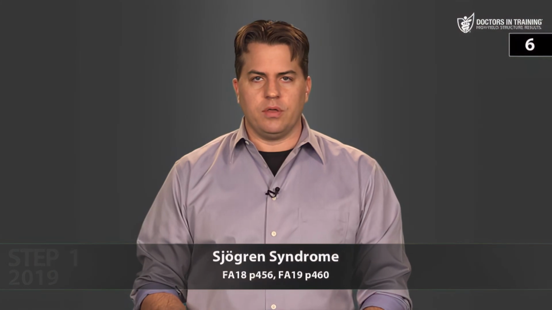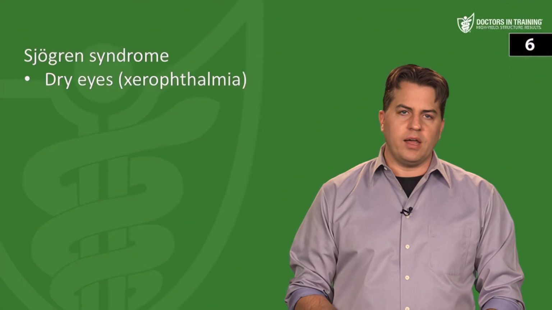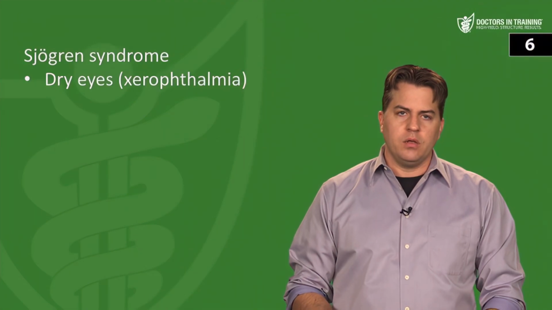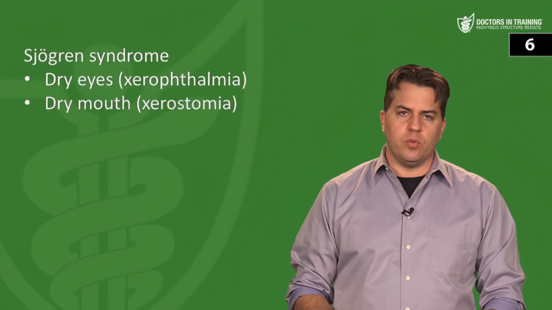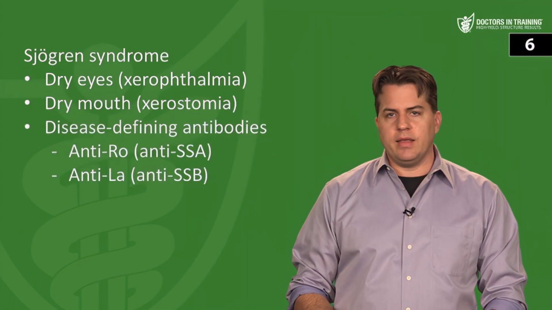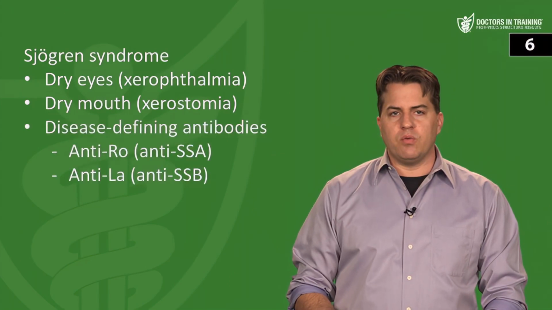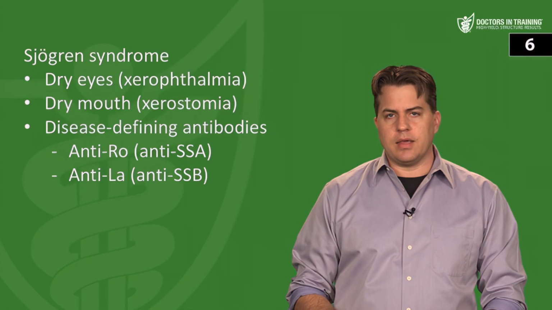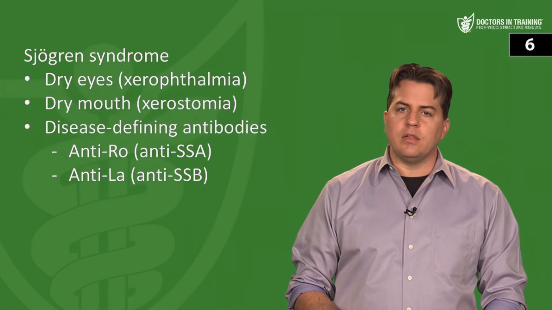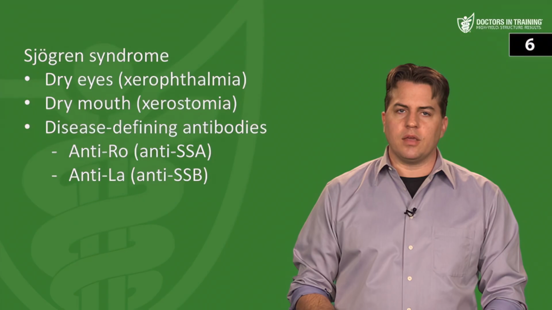Let's move on to Sjogren's syndrome. First, the basics. Sjogren's syndrome consists of a triad of dry eyes, called xerophthalmia, dry mouth, called xerostomia, and disease-defining antibodies including anti-Ro, also called anti-SSA, and/or anti-La, also called anti-SSB.